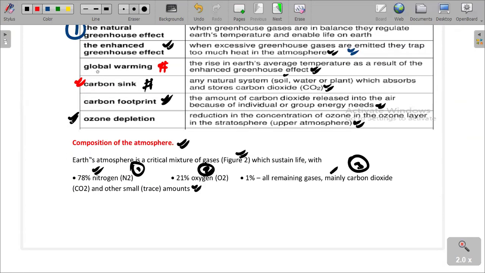So, composition of the atmosphere: the Earth is a critical mixture of gases which actually sustain life. We have 78% nitrogen and 21% oxygen, and 1% all remaining gases, mainly carbon dioxide and other small trace amounts. So it's just a percentage distribution, or a percentage composition, of the atmospheric gases.